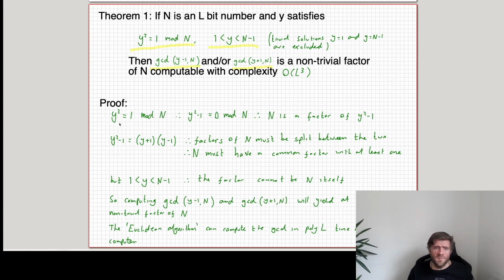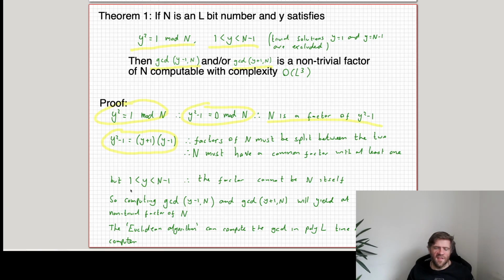Okay, why? Well, if y squared equals 1 mod n, then y squared minus 1 is equal to 0 mod n. We just took 1 from both sides. Now this means that n is a factor of y squared minus 1. And as such, when we write y squared minus 1 as y plus 1 and y minus 1, then all of the factors of n have to be split between the two, so we will find common factors within them.